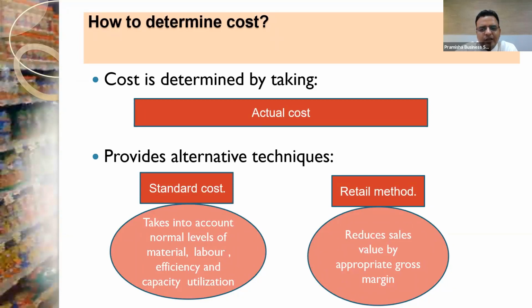Reduce sales value by appropriate gross margin, and we arrive at the retail method. This is used by departmental stores to know the value of inventories. It is not possible to pick up each item present in the departmental store and know the price of it because it is coming in at different prices.